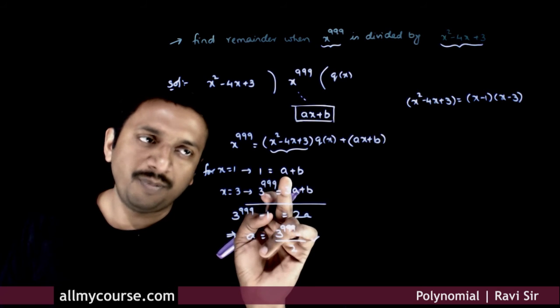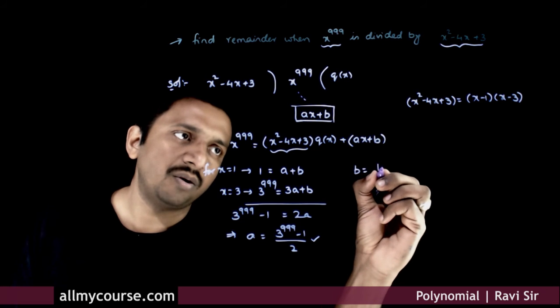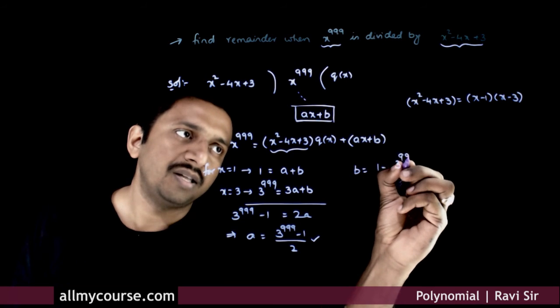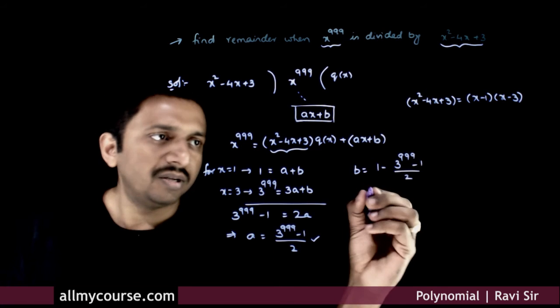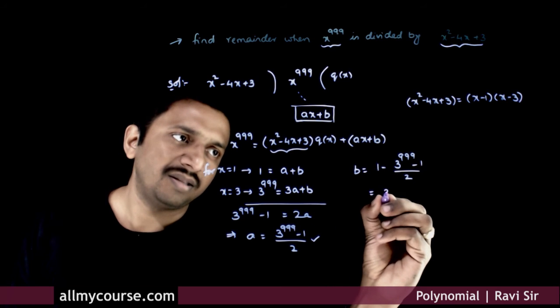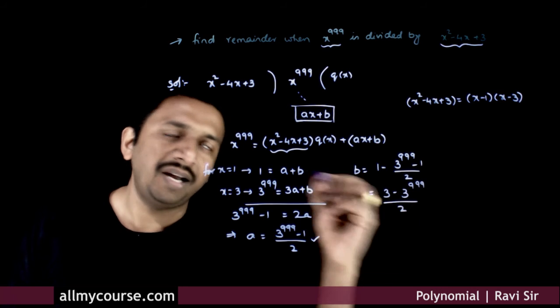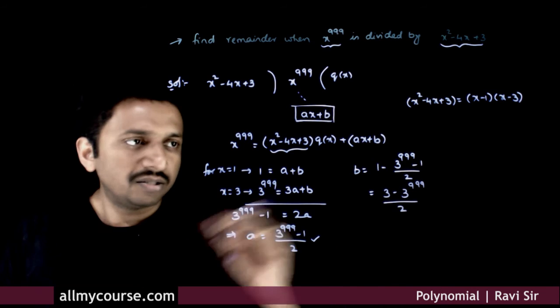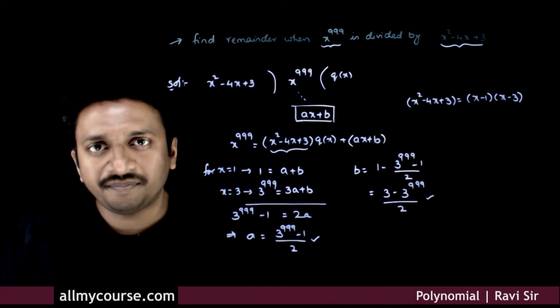So what is the value of b? b is equal to 1 minus a. So b is equal to 1 minus (3 power 999 minus 1) by 2. That is equal to, so 2 plus 1, (3 minus 3 power 999) by 2. So this will be the value of b. This will be the value of a.